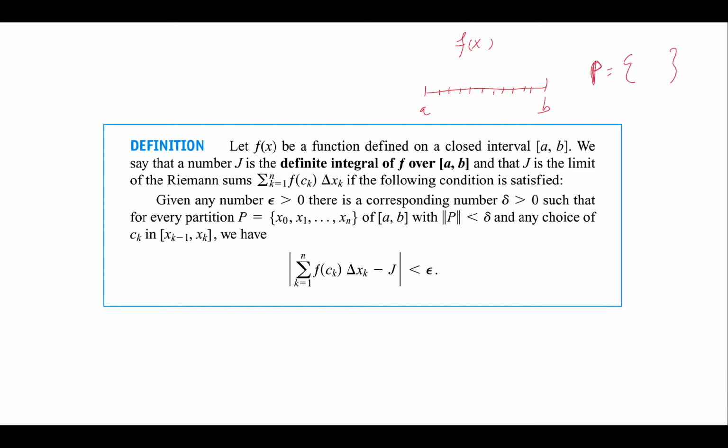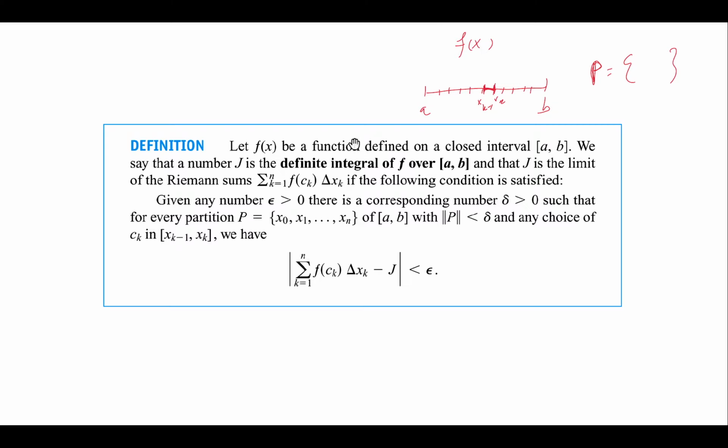On each partition, on each subinterval, we can pick a point of our choice, like the left point, right point, or midpoint. That's up to us. And we can find the value of the function at that point, which is the value of the function at point ck. And this del xk, for example, let's say this is your xk minus 1 and this is xk. Del xk means the width of this subinterval. So this is called the Riemann sum.